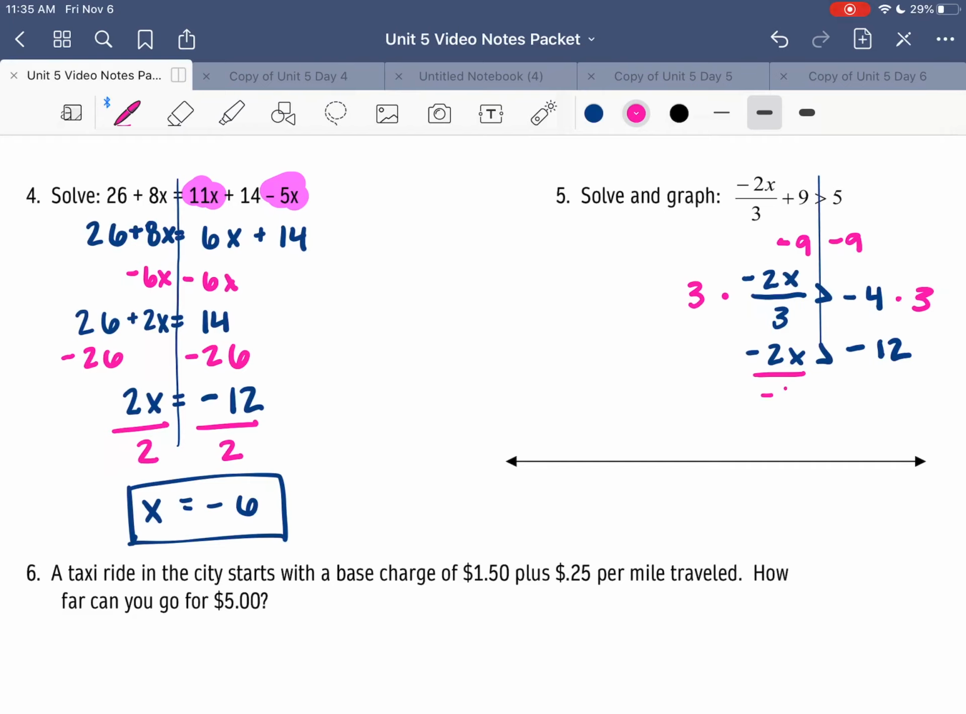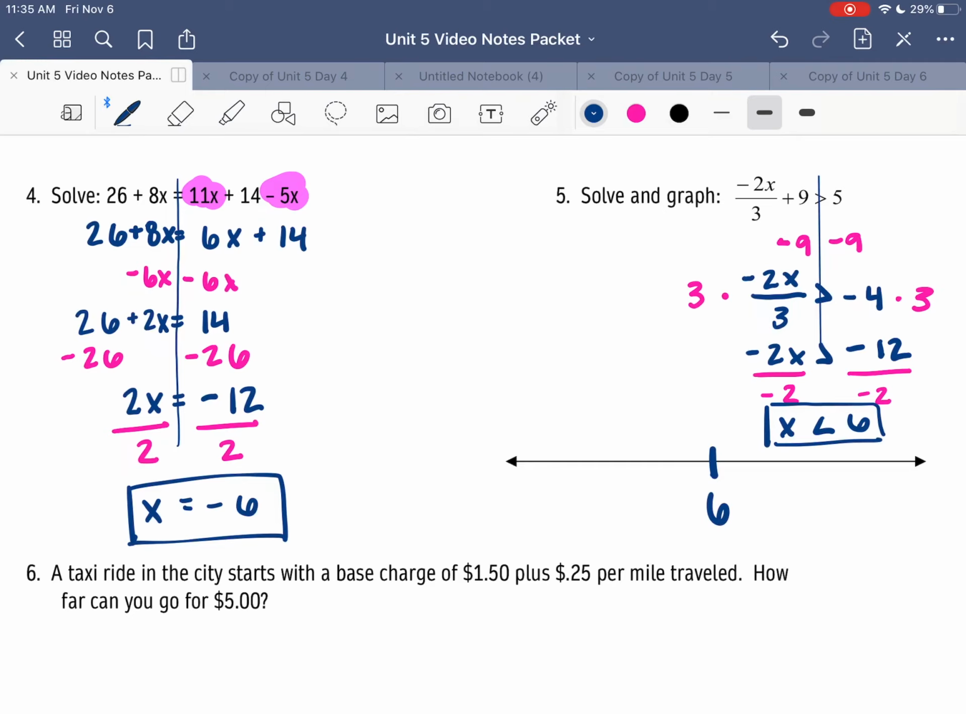Final step, divide by negative 2. And because I'm dividing by a negative, I will need to reverse that inequality sign. So it started as greater, I need to change it to less. And negative 12 divided by negative 2 makes a positive 6. So our solution here would be x is less than 6.